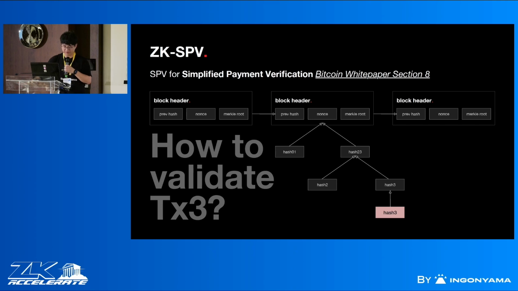If you want to validate the transaction TX3, sorry, this is the hash 3, you just need to store the data of the corresponding block header and construct the Merkle proofs level by level, and that is the computation of a hash, right?